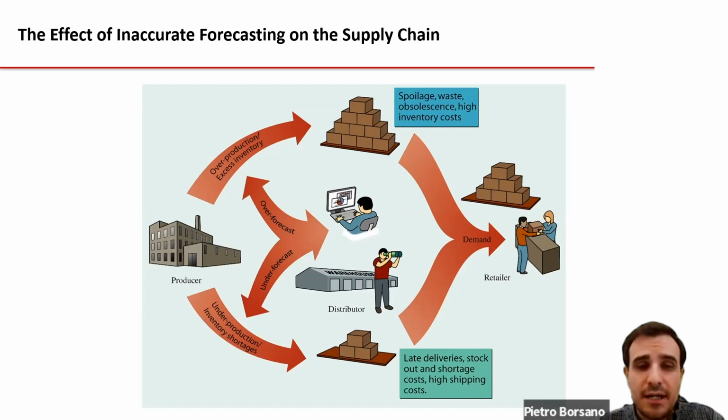At the same time, we also have issues when it comes to under forecast. The under forecast will lead to underproduction, will lead to inventory shortage, will lead to late deliveries, will lead to being stocked out, missing out on opportunities, higher shipping costs, higher costs when we need to expedite a production or expedite a project, and so on.